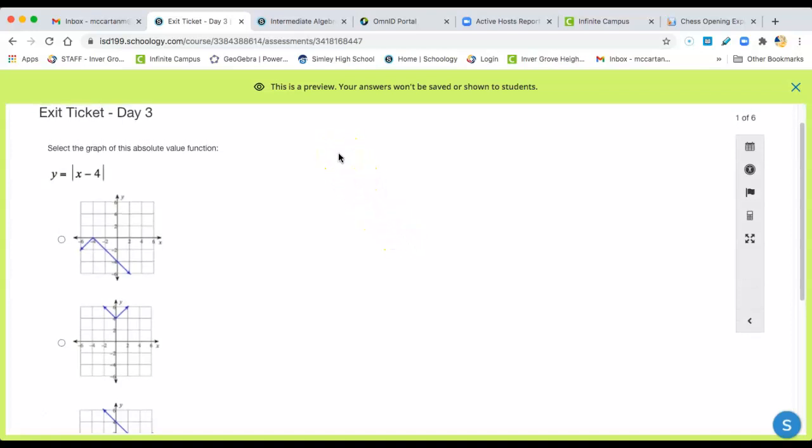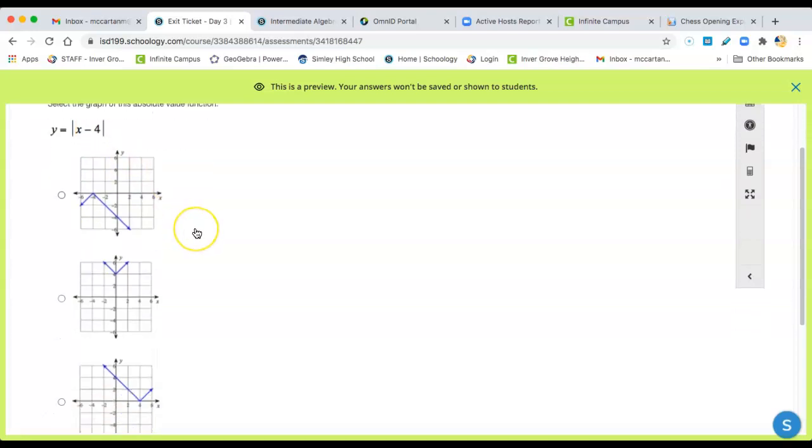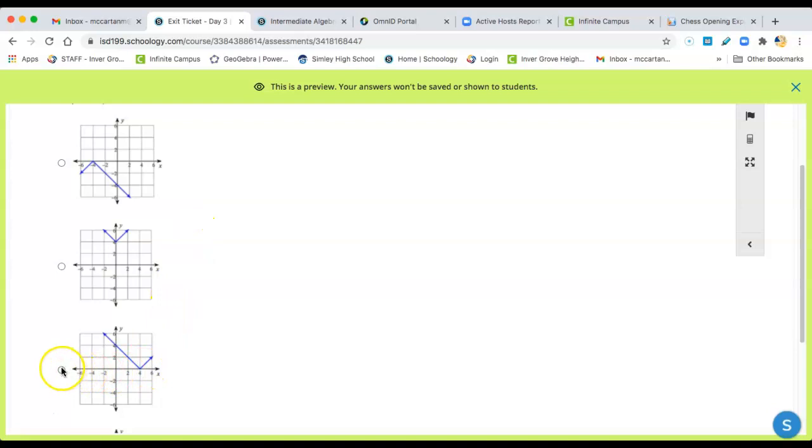All right, we have to select the graph. This says x minus 4 inside the absolute value. That means you move to the right 4. There's nothing outside here, so you don't move up and down at all. So the vertex stays on the x-axis, and it's going to move to the right 4. Remember, on the inside of the absolute value, when that says minus 4, that means you move to the right 4. So it's this one right here. It started at 0, it moved to the right 4.